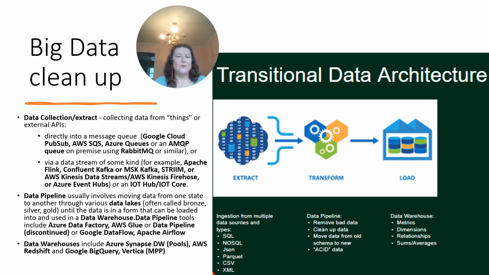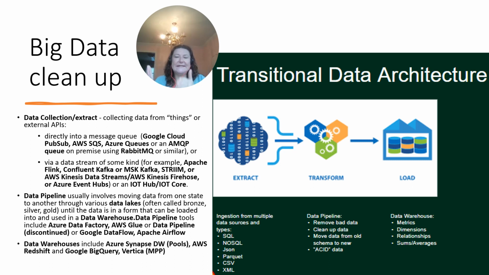Other ways you can do that data pipeline include things like Azure Data Factory, AWS Glue, or it used to be AWS Data Pipeline, but that's now been discontinued. Google Dataflow. There's a few other options too, and also, Databricks has options there too. Data warehouses you might find used in the cloud are things like Azure Synapse DW, which is data warehouse sort of, AWS Redshift, Google BigQuery. There's Vertica as well. There are other options, but those are the main ones.